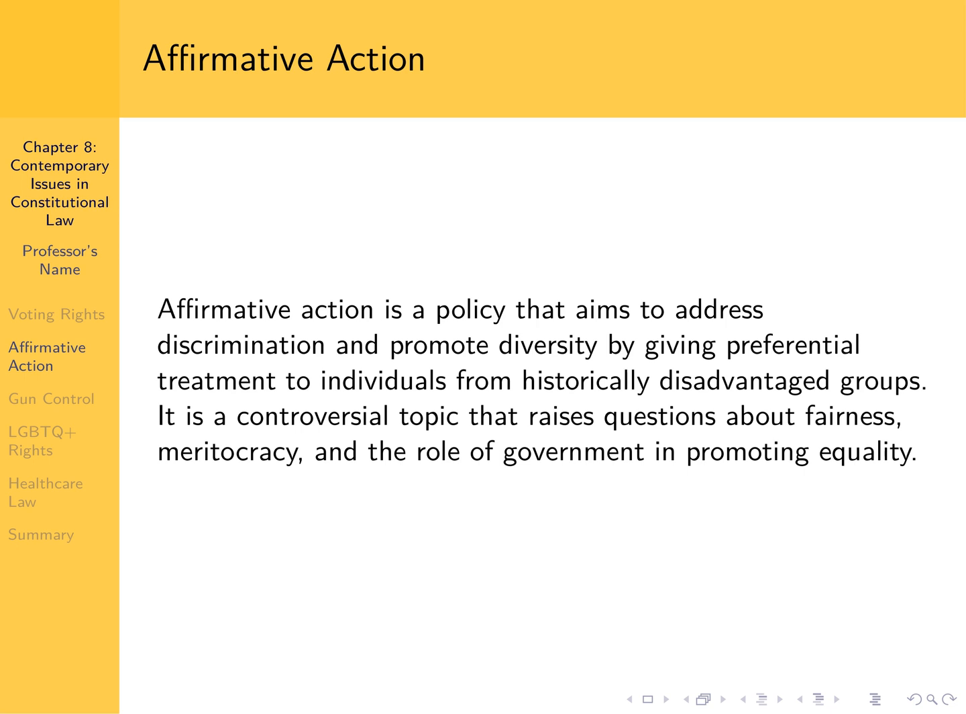However, critics argue that giving preferential treatment based on race or gender may undermine merit-based selection and result in reverse discrimination against those not from historically disadvantaged groups.